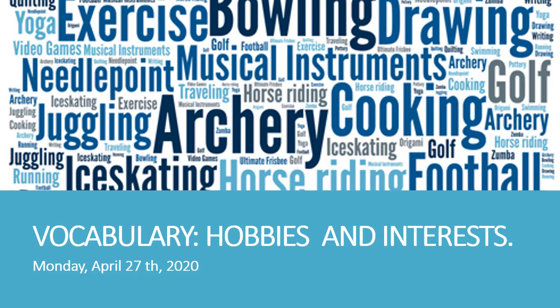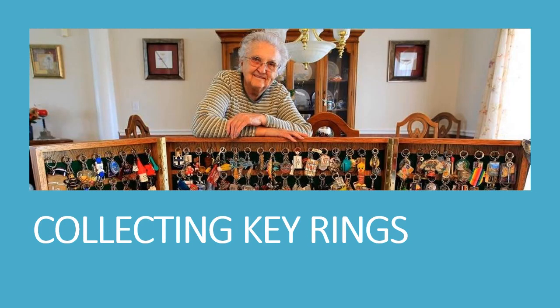As you noticed in the previous exercise, our topic of today is vocabulary, and specifically about hobbies and interests. First of all, we are going to check the vocabulary, and we have some pictures to have a better idea of the activities, hobbies that we are going to check for this class. The first one is collecting key rings. We can see a picture of this granny that collects key rings. These ones are key rings.